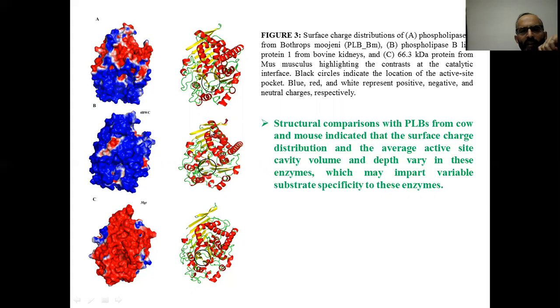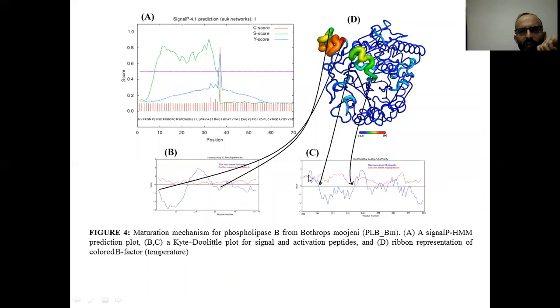The depth and the average cavity volume also vary in these enzymes, so it may also impart variable substrate specificity to these enzymes. Then we have also discussed the maturation process for this enzyme. The part which is removed during the maturation process has high flexibility, which means that it is present in the hydrophilic part of the Kyte and Doolittle plot.